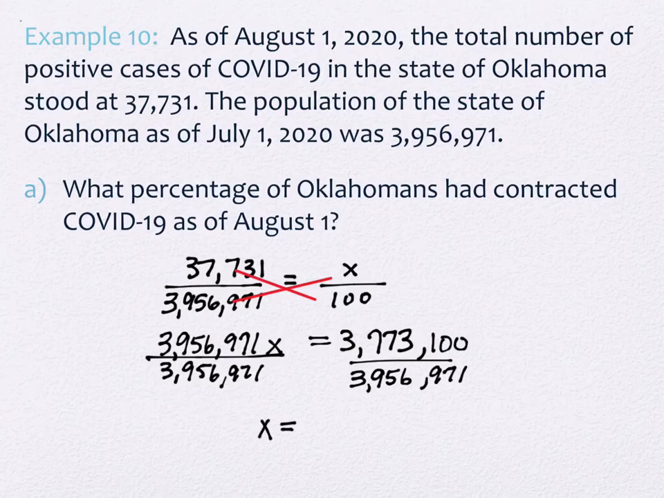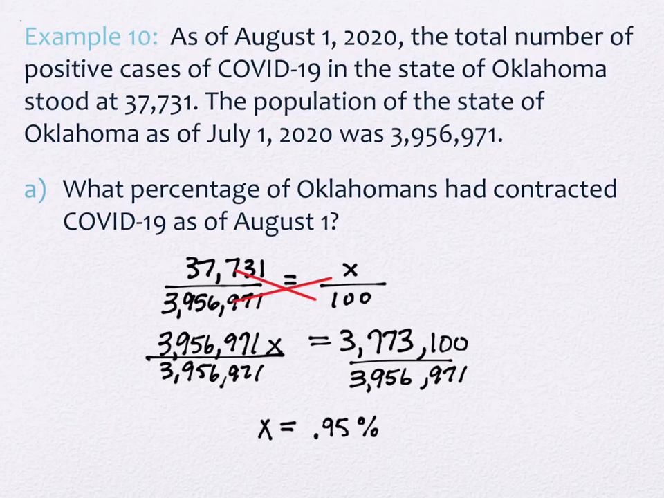Okay, so we'll report to 2 decimal places. What do you get when you do this division? 0.95%. The number that should be coming out of your calculator is 0.95. Did it do that? Yeah.